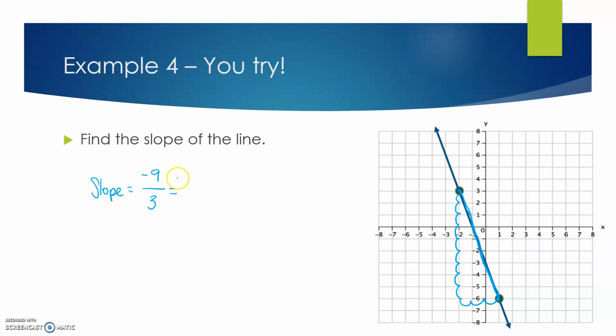When I go down 9 and then over 3, if I want to simplify this further, I can divide them both by 3. And something weird is going to happen then. I'm going to get negative 3 over 1. If you give me that as an answer, I'll say, this is okay. But there's a better answer. Negative 3 divided by 1 is negative 3. So even though we don't have a denominator here, I know that it means over 1. This is okay, but this is better. This is the best answer that you can write. It's a really weird smiley face.